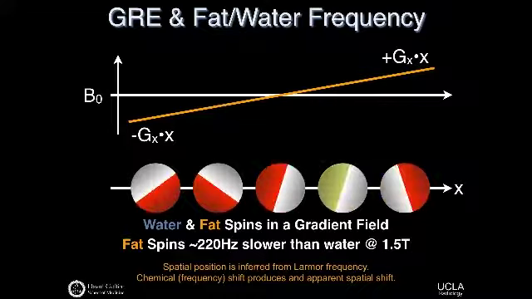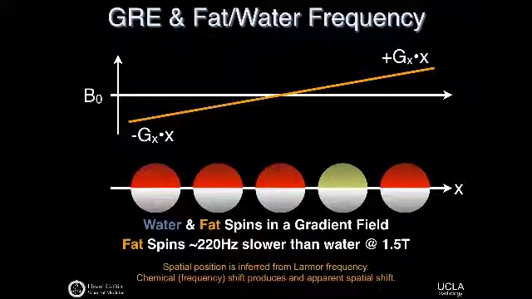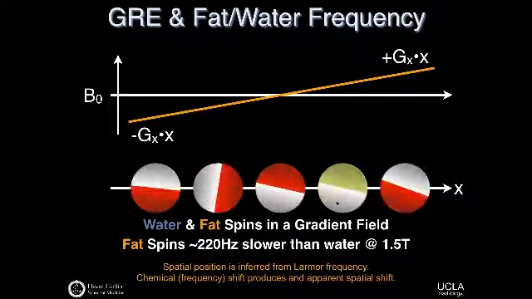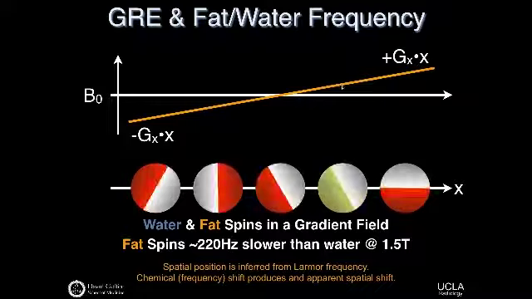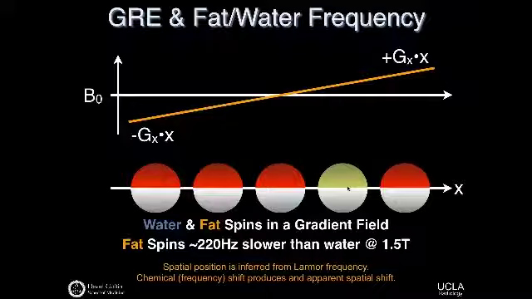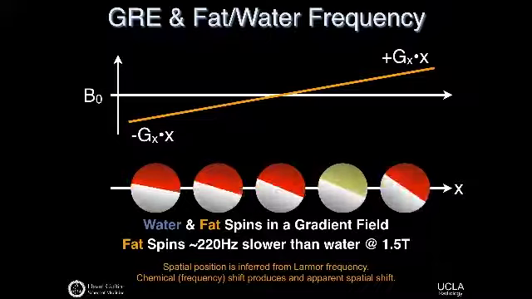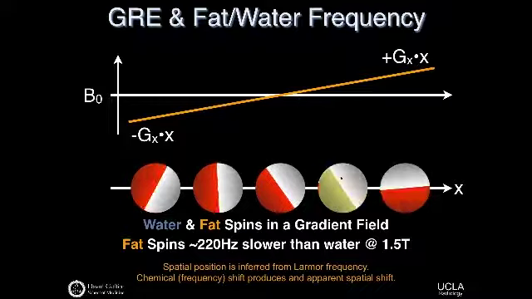The problem is that water and fat spins in a gradient field will do something like this, where what we notice is that this water spin here and this fat spin here are precessing at the same frequency. Why? Well, there's a gradient applied at this spatial location, so this spin should be going a little bit faster. But because it's fat that's located there, fat precesses inherently a little bit more slowly. And so the combination of the applied gradient and the fact that it's fat means it actually precesses almost identically or even identically to its neighbor.